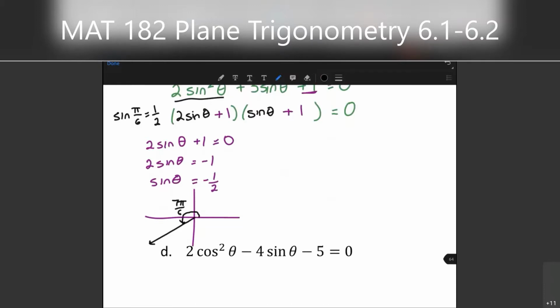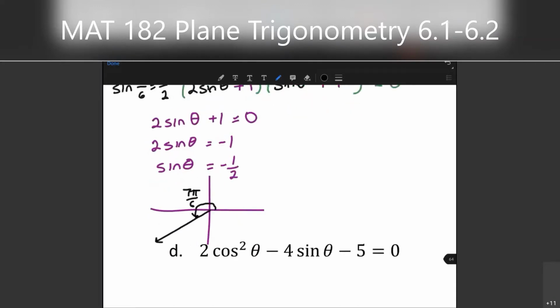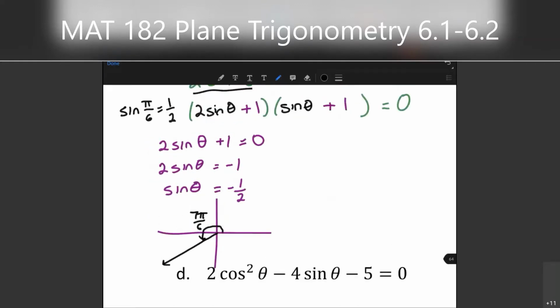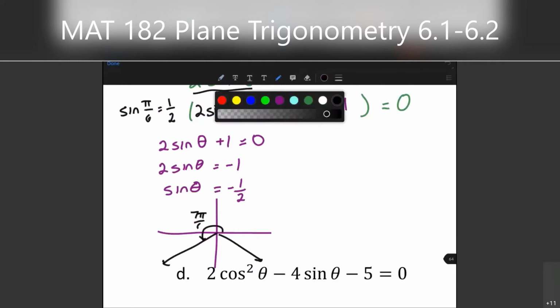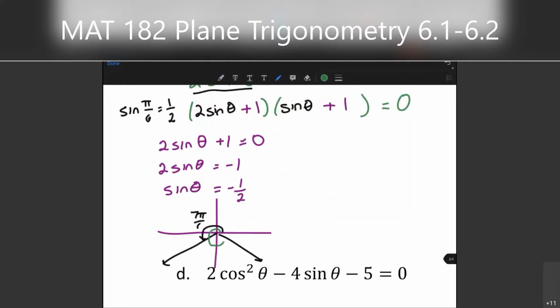What would be the fourth quadrant solution? 11 pi over 6. Yeah, 11 pi over 6. Excellent. So we'd have another one, and this one would be 11 pi over 6. So we have two solutions there: 7 pi over 6 and 11 pi over 6.